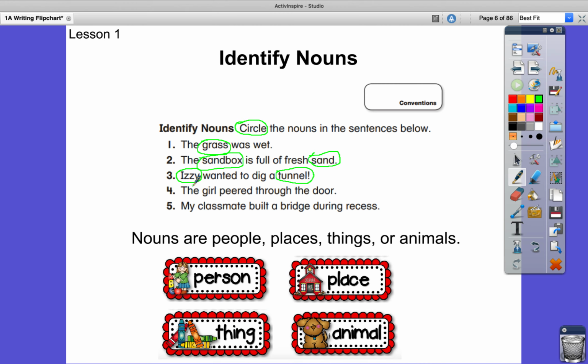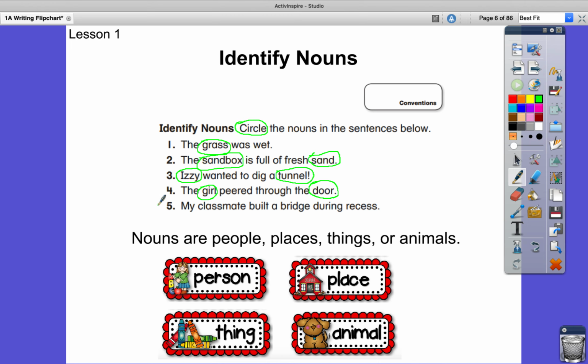Okay, number 4. The girl peered through the door. Peered means to look closely, okay, or to look through something. Now, do I have a person in this sentence? I do. Girl. So I'm going to circle girl, and I'm going to ask, what did she peer through? The door. Door is a thing, so that gets circled.